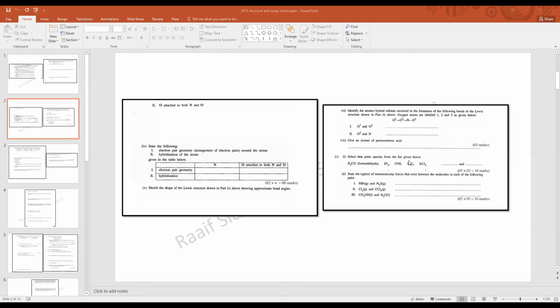Select two polar species from the list given below. So try to draw the structures of these. As I told you in the previous class also, you need to find the species which does not have a dipole moment. If there is no dipole moment, that means there is no clear charge separation, and that species is more or less non-polar. If there is a clear charge separation, it has a clear dipole moment, so in this case it can be polar. So if you think about formaldehyde.